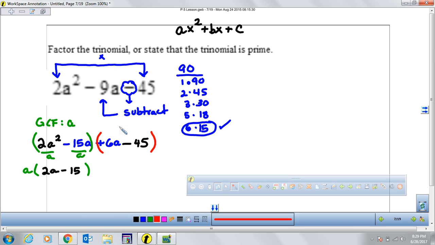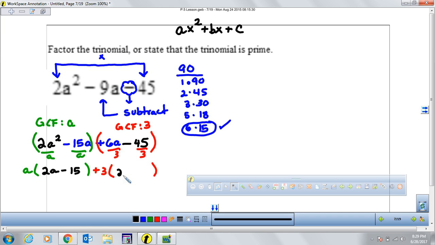Now, from the other set of terms right here, we can factor from 6 and 45. We can divide them both by 3, right? So we're going to take out that positive 3 right here, and then we're going to divide the 3 out from these two terms, and look at what we're going to have left.